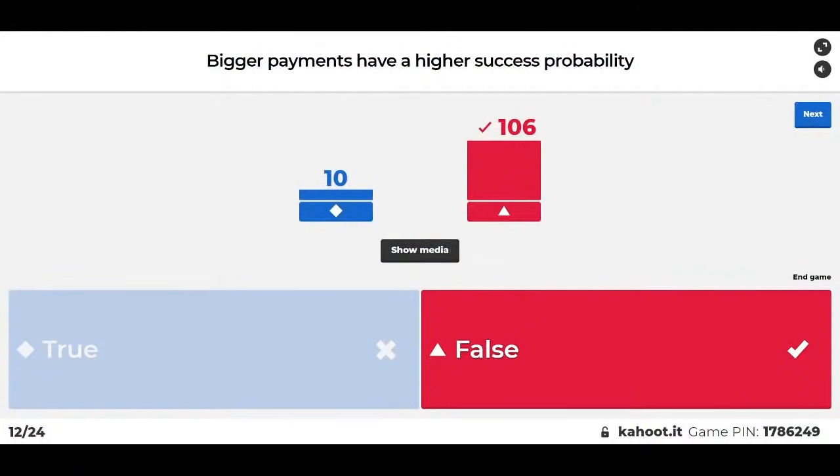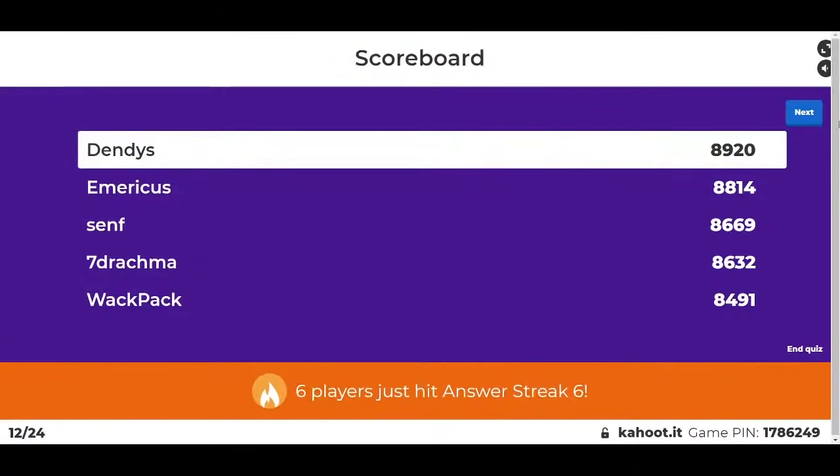Most people got this. Great job. Oh, we really have a camera problem. I'm holding up two thumbs and nobody can see it. But I will do it afterwards again.